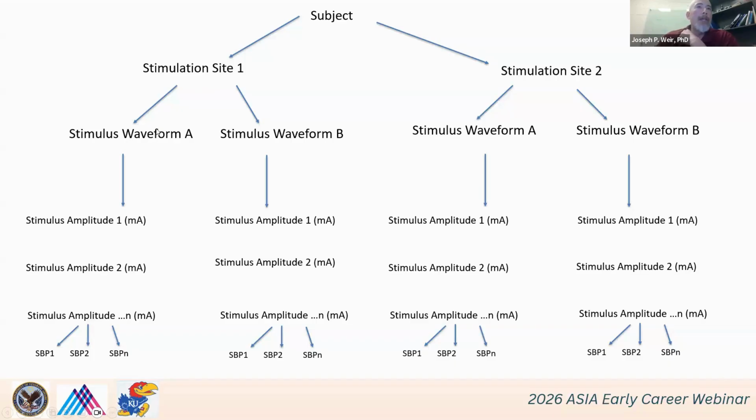And then within each of these categories, we will have multiple stimulus intensities. And within each stimulus intensity, you're going to have multiple scores. So here it's systolic blood pressure, but with Noam's data, it might be motor evoked potentials. So certainly with blood pressure, you can get a lot of pressure values that are all nested or clustered within each stimulus intensity, which is then nested within the waveform and so forth.